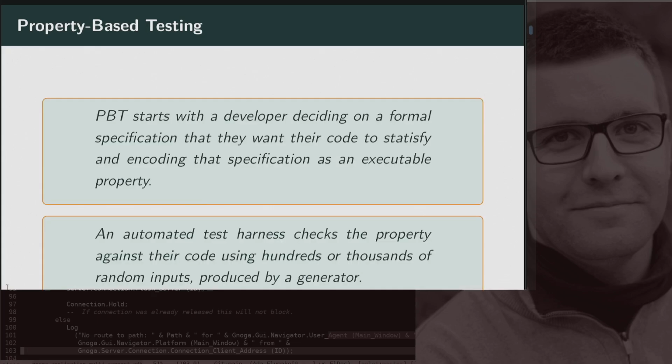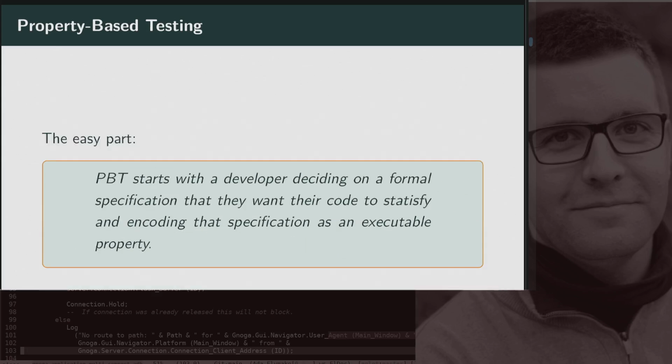Property-based testing has two parts. First, the developer decides on formal specifications that they want their code to satisfy, encoding that specification as an executable property. The second part is an automated test harness to check the property against their code using hundreds of thousands of automatically generated random inputs. If you already know Ada, the first part is quite easy, because that's more or less built into the Ada language.